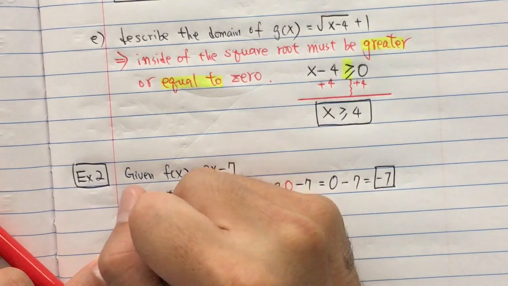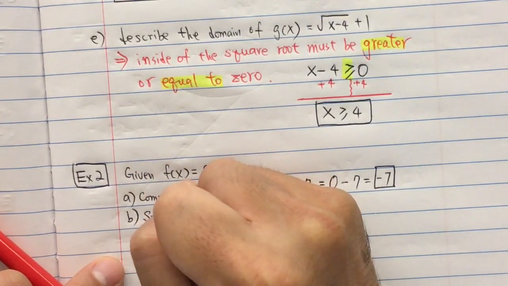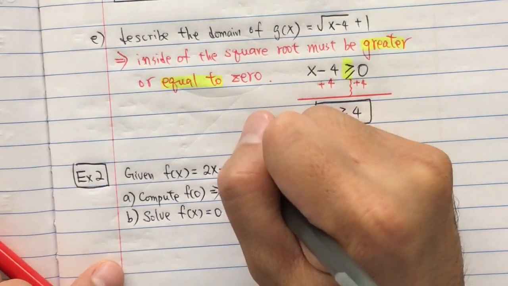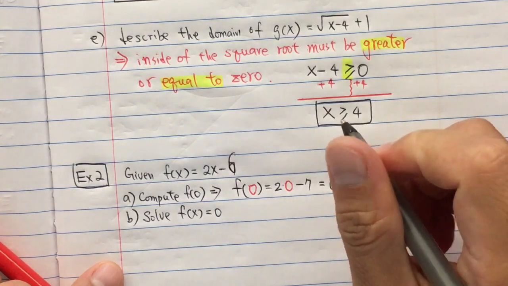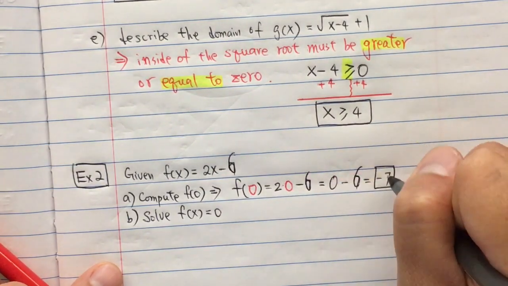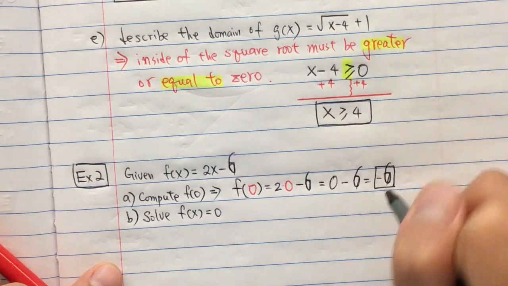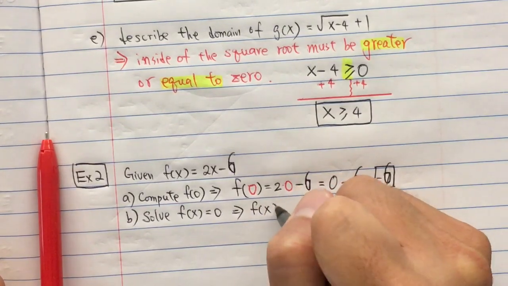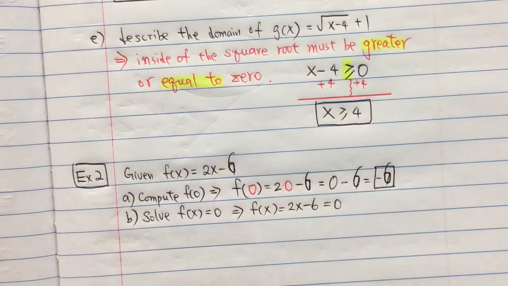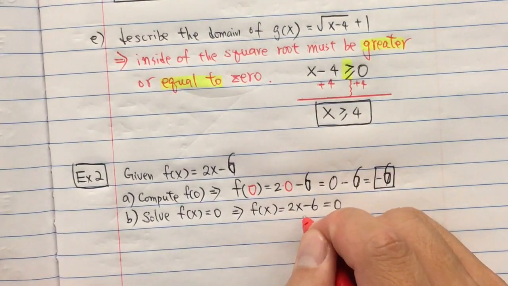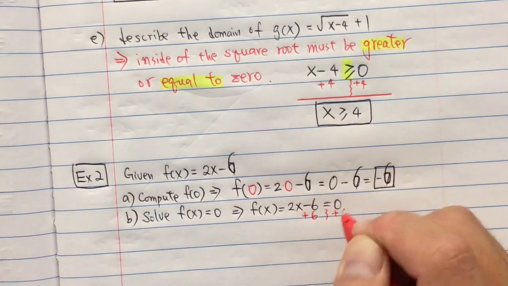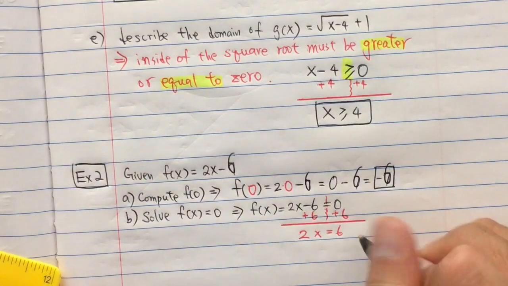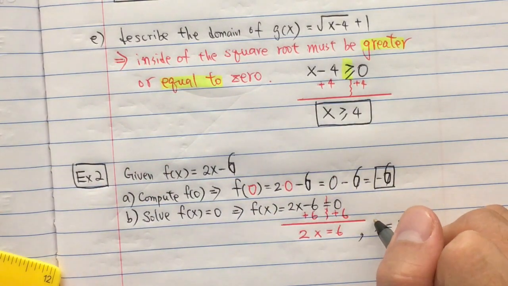Okay? And B, please solve f of x equals 0. Oh, I want to change this to 6. Sorry about that. Everything changed to 6. Okay, let's solve f of x equals 0. How to solve it? So now f of x is equal to 2x minus 6 equals 0. Now find x. This one should be easy for you. We do the opposite operation. We add on both sides and do the reverse. So 2x is equal to 6. So x will equal 3.